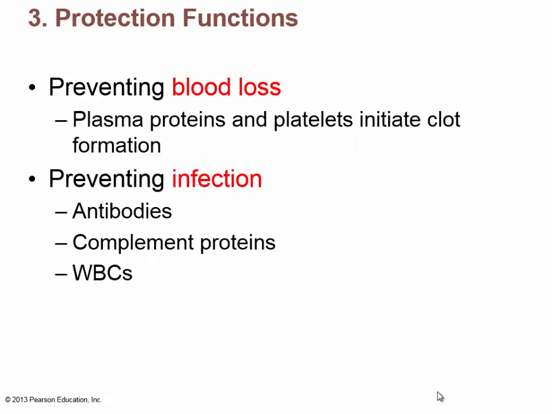And then there are some protection functions. Well, it helps protect against blood loss. There's platelets, different types of proteins that help try to maintain blood inside the body. It helps prevent against infection. We have antibodies in our plasma, and we have complement proteins that assist the antibodies in trying to find and target invaders. And we have all of our white blood cells that we find in that buffy coat that also help protect against infections.